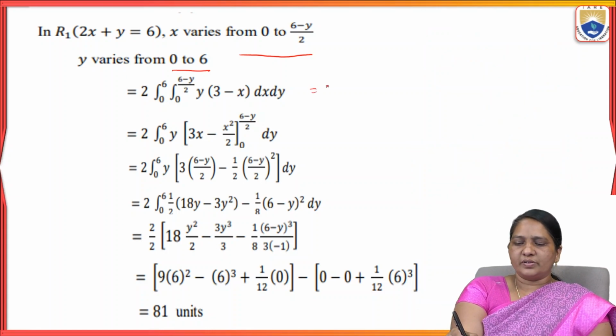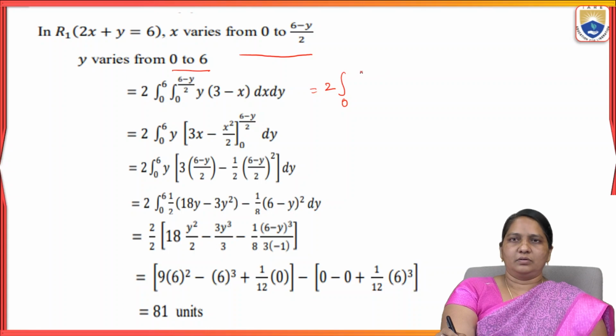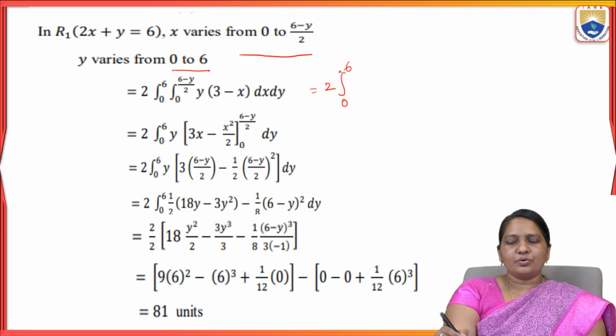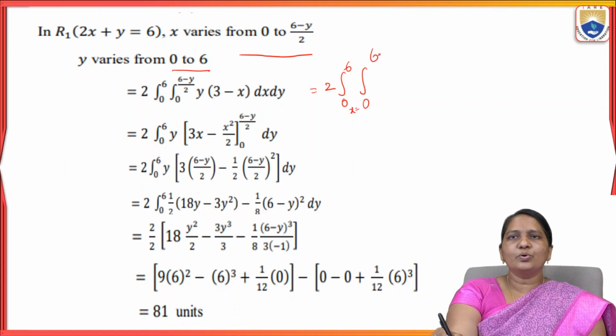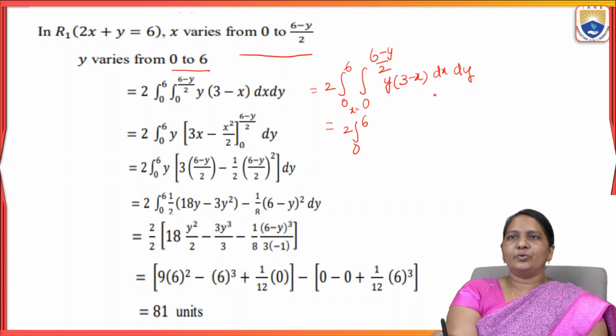So now the function, 2 times the integral over the y limits, the constant we have to take at the last. So 0 to 6, integral of the x limits, x equals 0 to (6 minus y) by 2, and we have here y into (3 minus x) dx dy. If you are taking the y variable first, then you can write dy dx. Okay, so here 2 integral 0 to 6. Now we are doing the integration with respect to x. So x limits are 0 to (6 minus y) by 2, right?